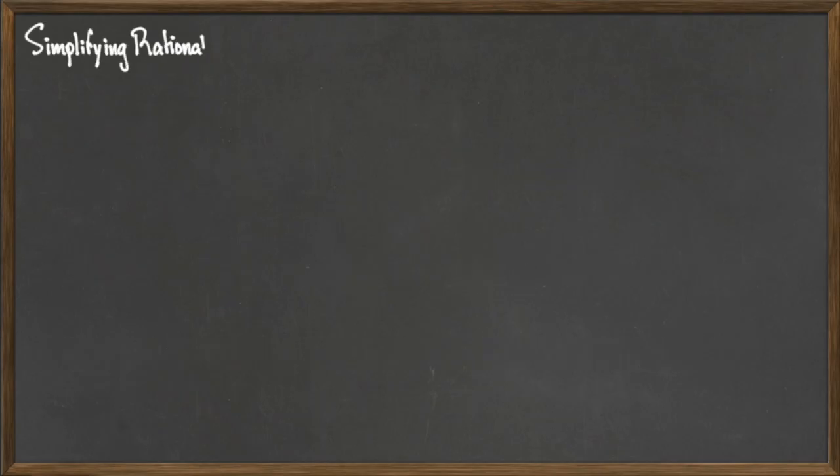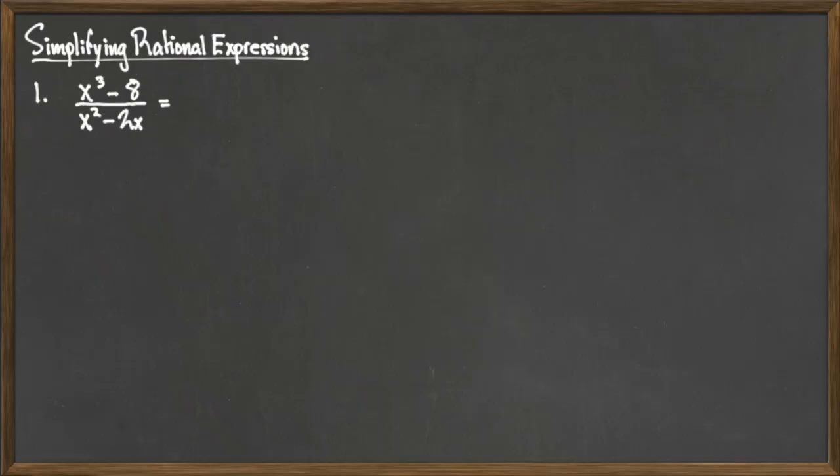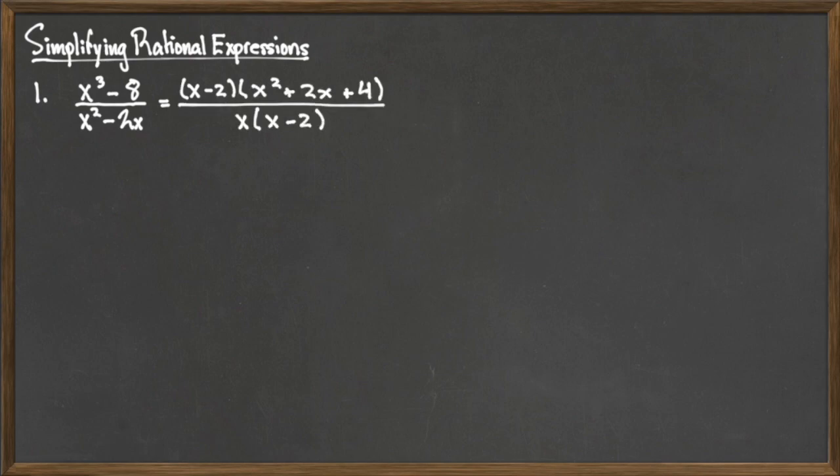Now let's simplify the following rational expression. Start with x cubed minus 8 divided by x squared minus 2. The numerator factors with our difference of cubes formula, and the denominator has a GCF of x.